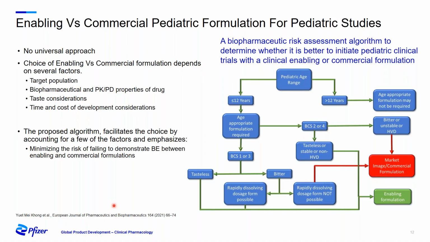So this algorithm is not the only consideration, but this is an example of things that you should consider when choosing whether you want to use a commercial or an enabling formulation. This algorithm specifically focuses on minimizing the risk of failing to demonstrate BE between enabling and commercial formulations.